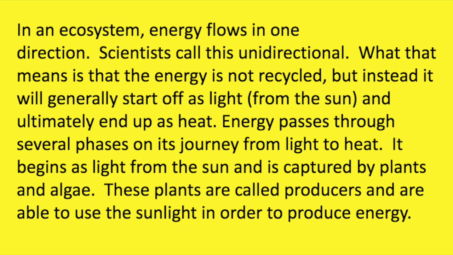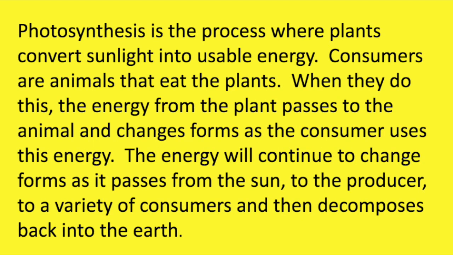It begins as light from the sun and is captured by plants and algae. These plants are called producers and are able to use the sunlight in order to produce energy. Photosynthesis is the process where plants convert sunlight into usable energy. Consumers are animals that eat the plants.